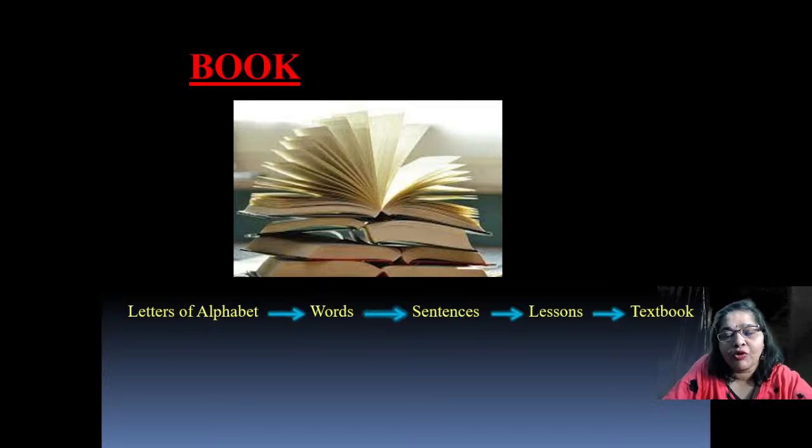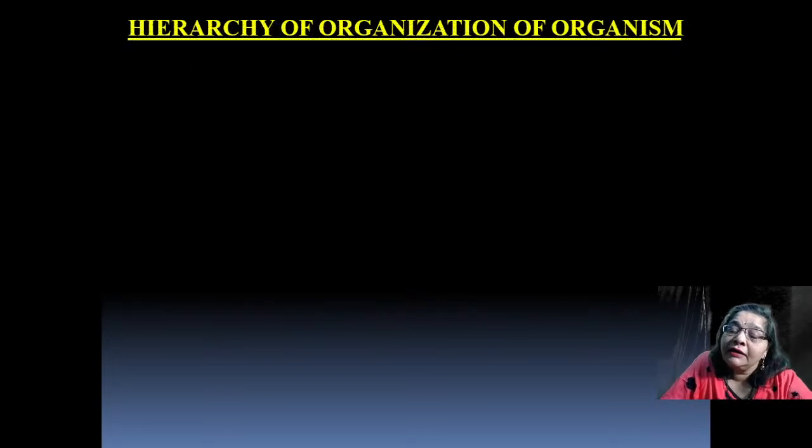If you take a textbook of science and technology, this is how a textbook looks and is constructed. Small letters of the alphabet are the basic components of this textbook. In the same way, let us see how an organism, or the body of an organism, is organized.